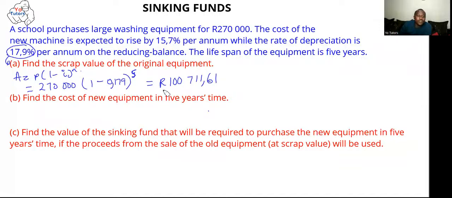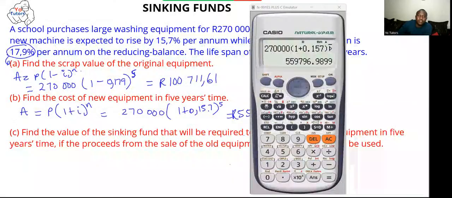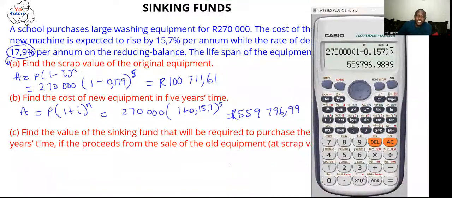Then find the cost of the new equipment in 5 years time. What formula do we use? A is going to be equal to P appreciation, guys. 1 plus I, the power of n. Okay, let's substitute the values. So we see that the new price there is going to be 559,796.99, and we can just say shift store in B. Then we have all our values there with us. So you can see that the machine price has increased, and also the old machine depreciates to 100,000.